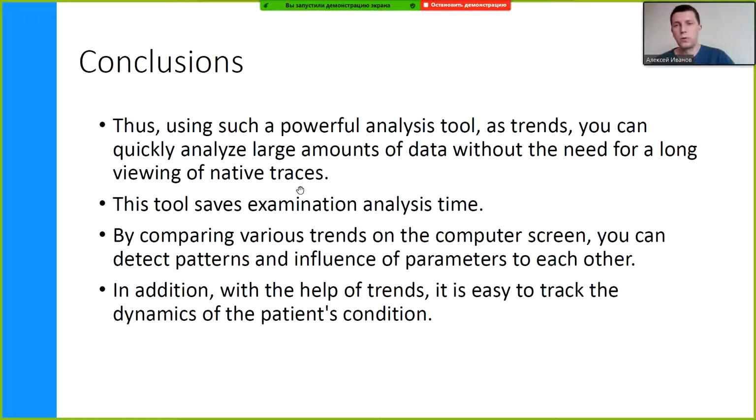So, to conclude, we can say that using such a powerful analysis tool as the trends, we can quickly analyze large amounts of data without the need for a long review of native EEG traces. This tool saves examination analysis time. By comparing different trends on the computer screen, you can detect patterns and influences of parameters on each other. In addition, with the help of trends, it's easy to track the dynamics of the patient's condition.